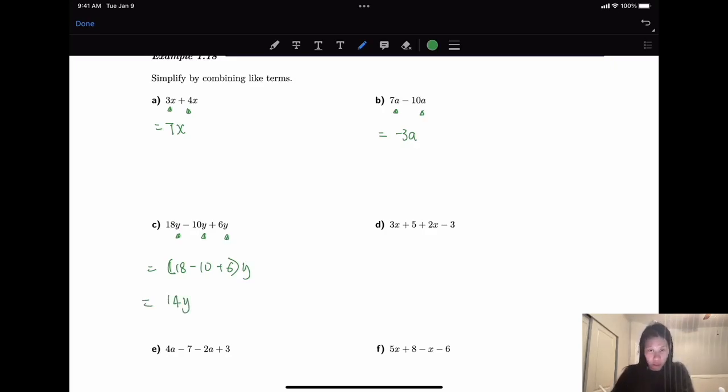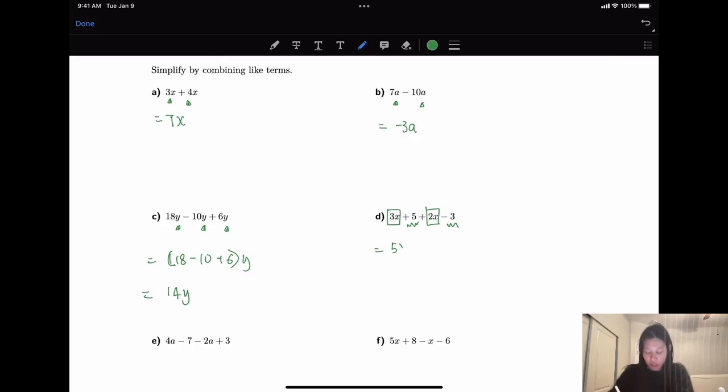So the next one, what will be the like terms? I have one set of like terms with x, and the other is just the constants, which are numbers. Constant means you don't have any variables. So 3x plus 2x is 5x, and then 5 minus 3 is 2. So when we simplify, I have 5x plus 2.